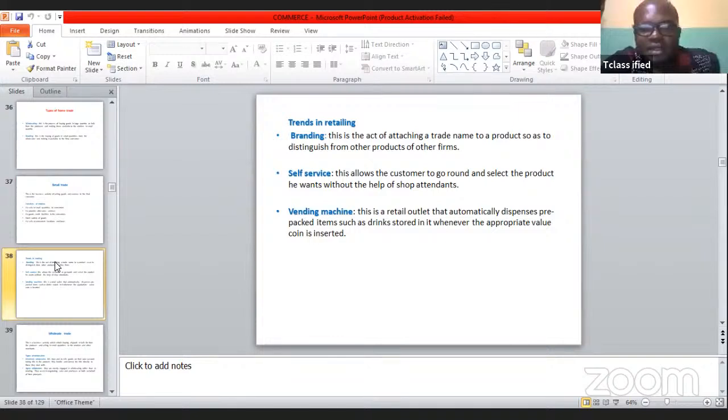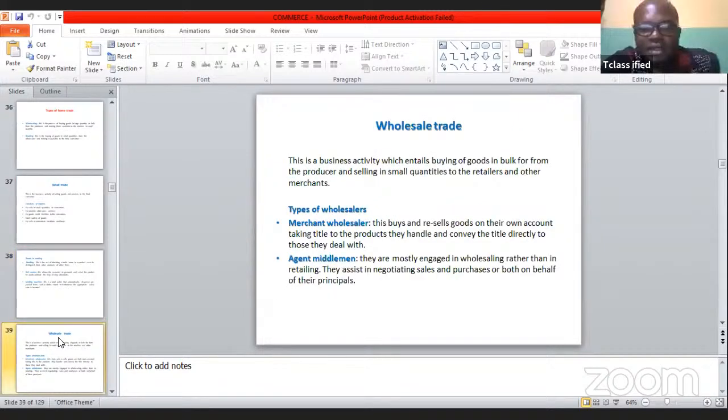Now, after looking at retail, let's look at wholesale trade. This is a business activity that entails buying of goods in bulk from the producer and selling in small quantities to the retailers and other merchants. There are different types of wholesalers. We have what we call the merchant wholesalers, and they buy and resell goods on their own accounts, taking title to the products they handle and conveying the title directly to those they deal with. Whereas we also have agents or middlemen. They are mostly engaged in wholesaling rather than in retailing. They assist in negotiating sales and purchases or both on behalf of their principals.